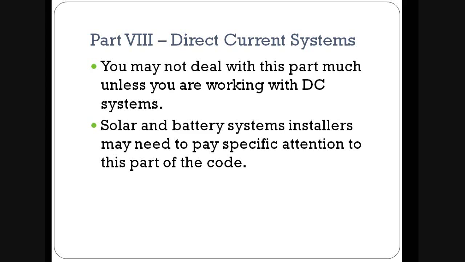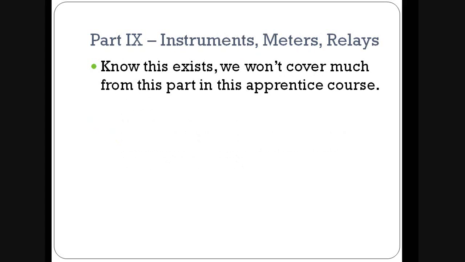And then Part 8, DC systems, direct current systems. Maybe many of you won't deal with this, but as solar power and battery power proliferate and become more popular, you will probably have a need to visit this section, so it's good to know that it exists. We're probably not going to spend a lot of time in our worksheets in this apprentice program on it, but if you are a solar or battery systems installer, you'll want to pay specific attention to this part of the code.